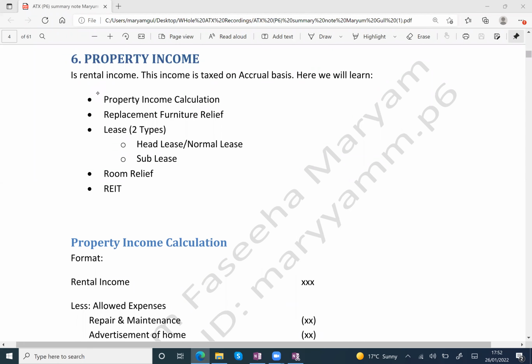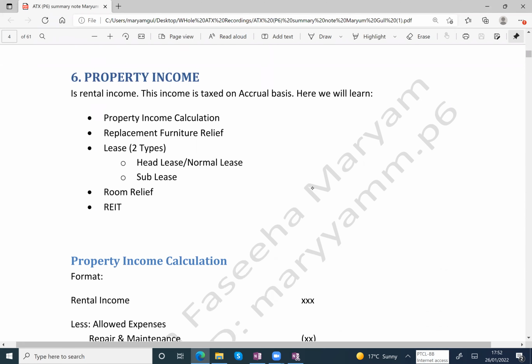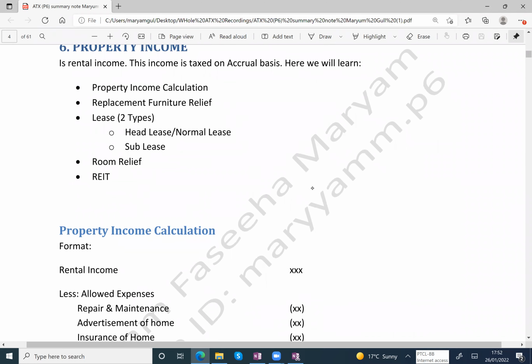So today's topic is property income. Property income is rental income. It means when you let out the house to a tenant and the tenant gives you rent every month. So rent is your property income, and property income will go to the non-savings column. So now my question is, how to calculate the property income.